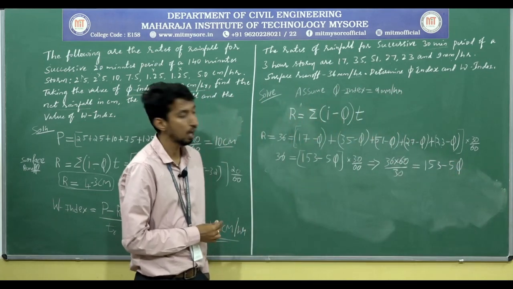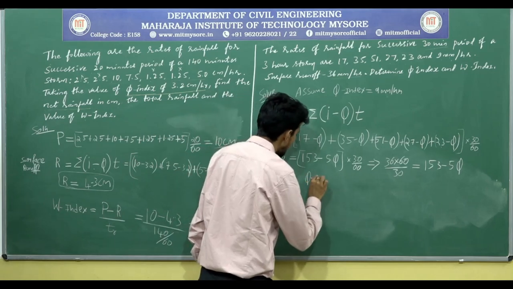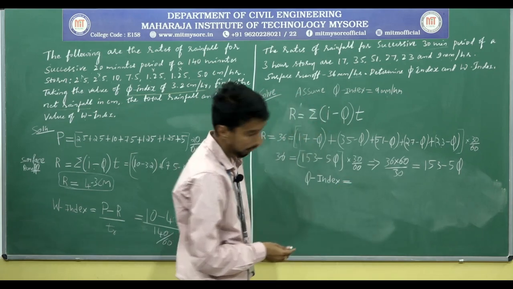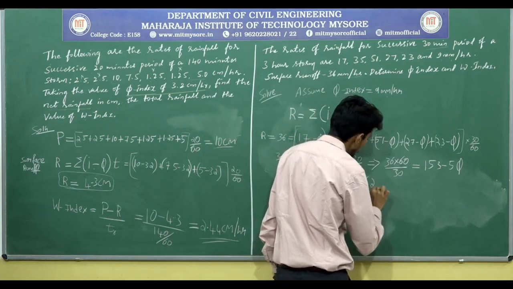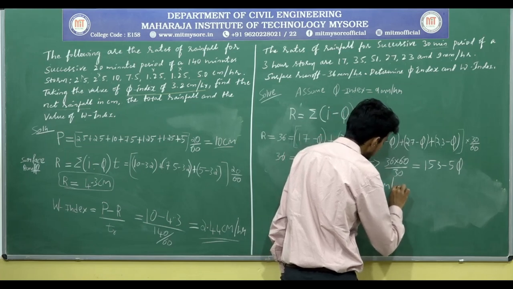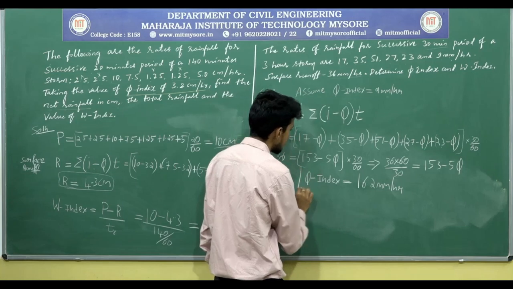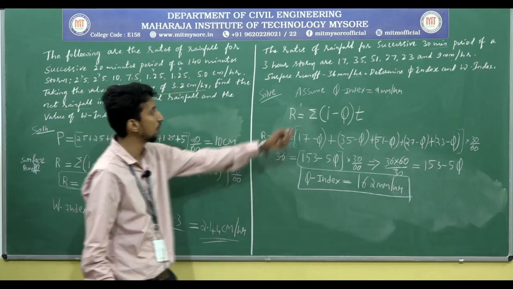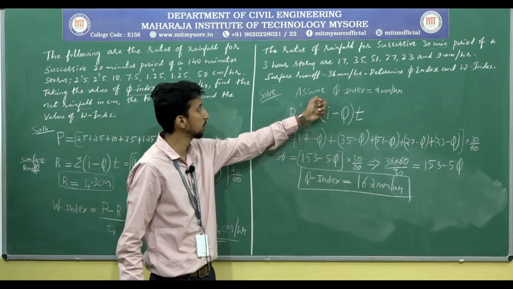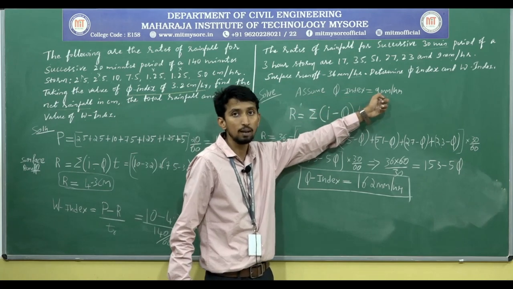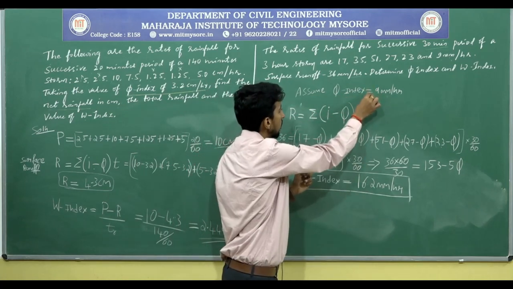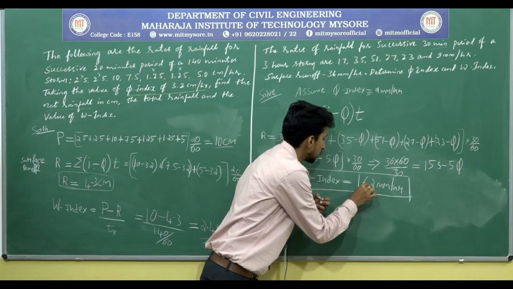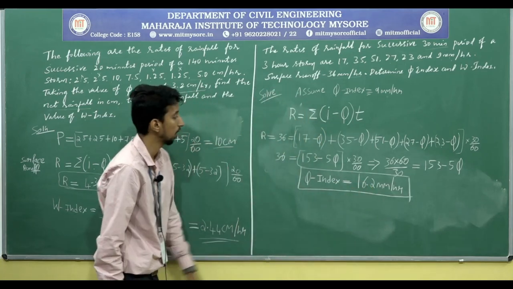If you substitute all these values, you will get the value of phi index. Phi index equals, what is that value? It is 16.2 mm per hour. The phi index value is 16.2 mm per hour. What we have assumed is correct. We assumed phi index is more than 9. What is the actual phi index value? The actual phi index value is 16.2 mm per hour. Okay.